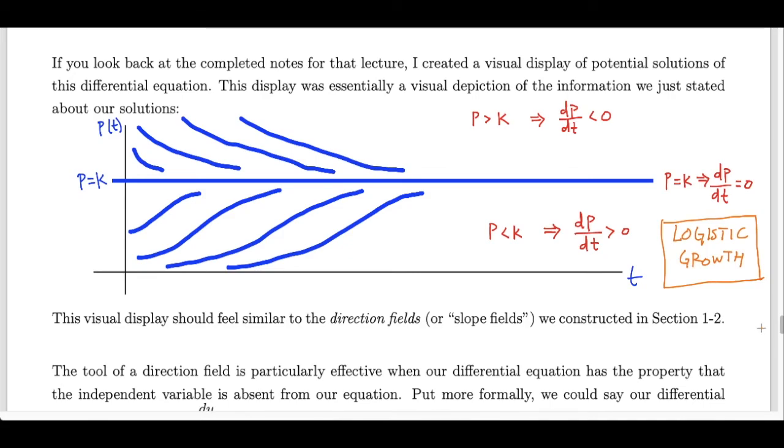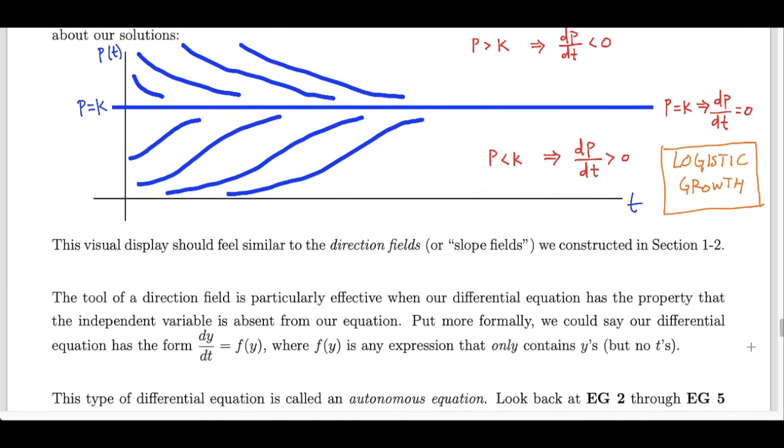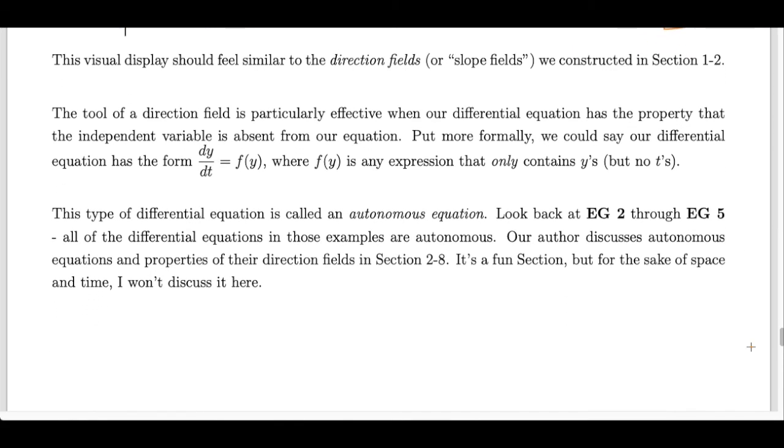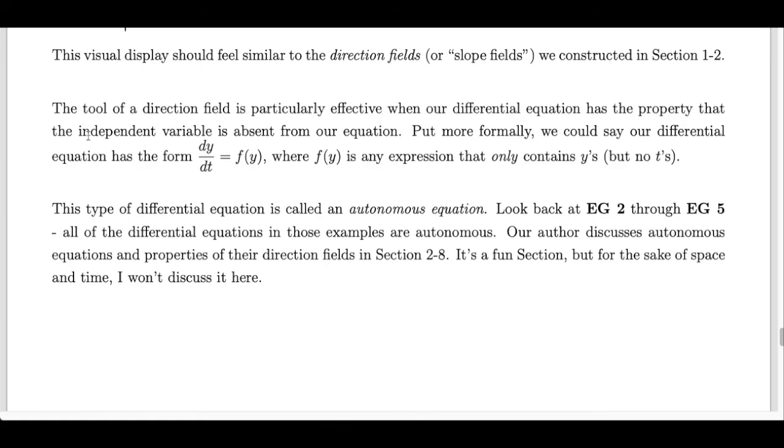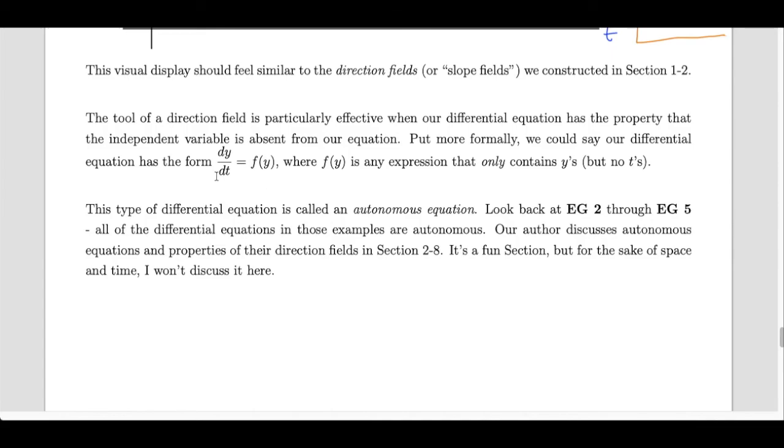The tool of a direction field is particularly effective, as I've stated here, when our differential equation has a specific property. The property is that the independent variable is absent from our differential equation. To put that more formally, our differential equation has the form dy dt equals f of y. F of y is just an expression which only contains y's, no t's, no independent variables. This type of differential equation is called an autonomous equation. If you look back over the last several examples, EG2 through EG5, as well as the population model that we just analyzed, all of those are autonomous.